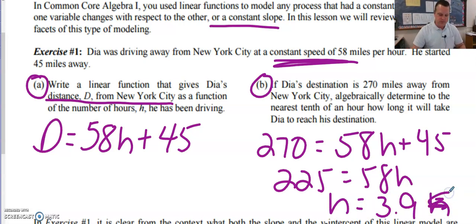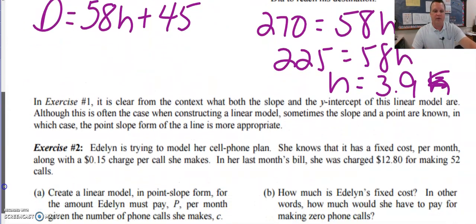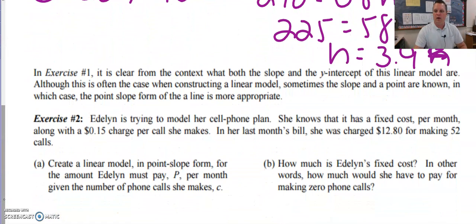We don't have to put another H there, okay, because H is the number of hours. So there it is, and make sure you do read and make it to the nearest tenth of an hour. Be very careful of that. Yes, this is a linear model because it's going up by the same slope.